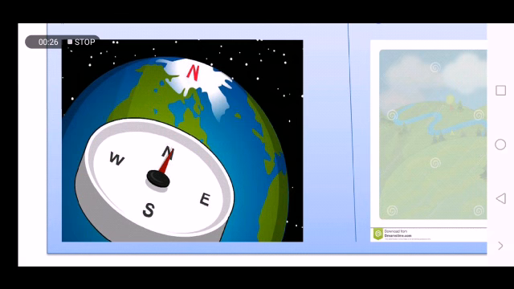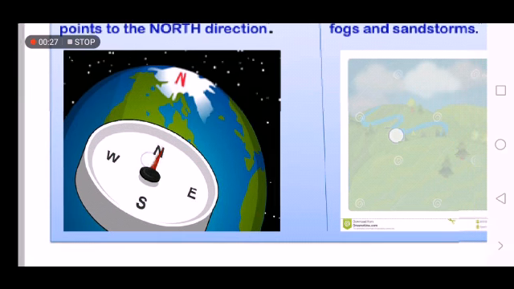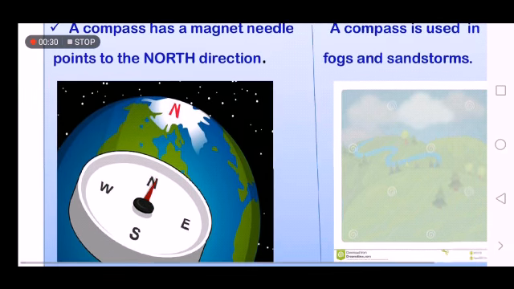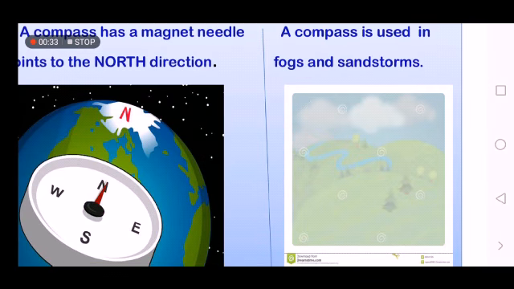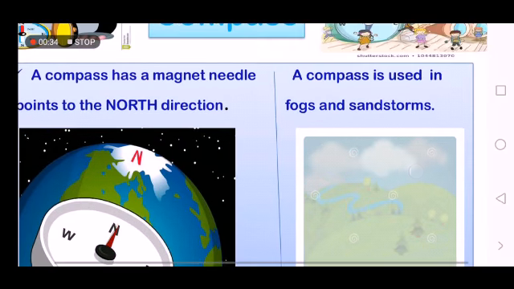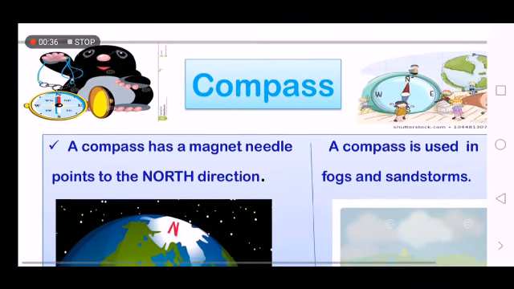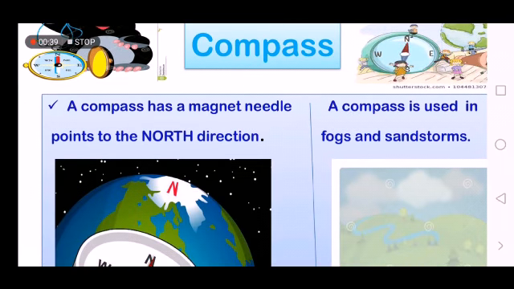So, this compass is used to know the direction when the sky is not clear, when the weather is foggy or cloudy, when there is rain or sandstorms. People can use this compass to know the directions.